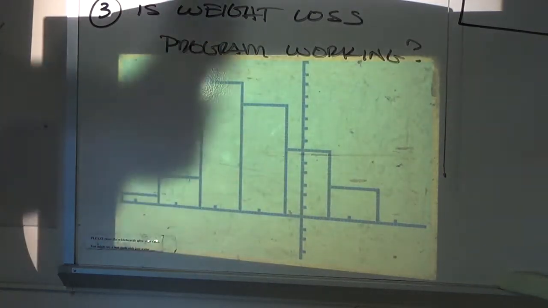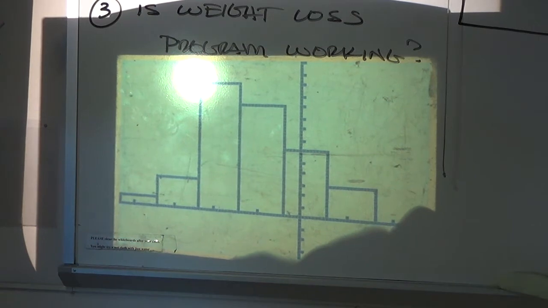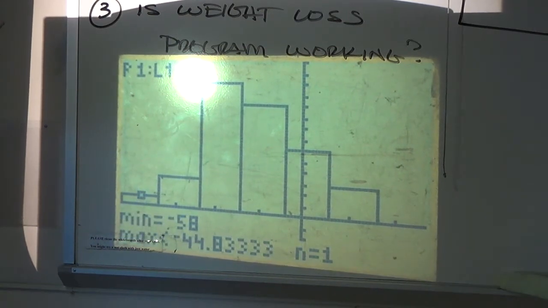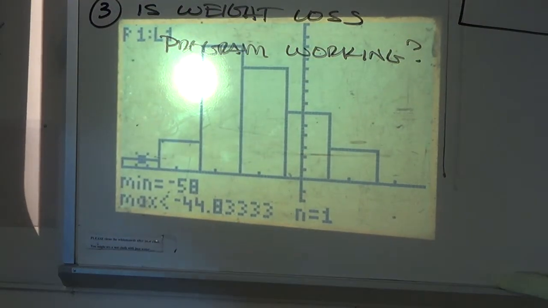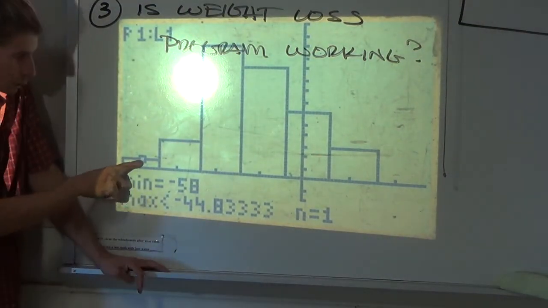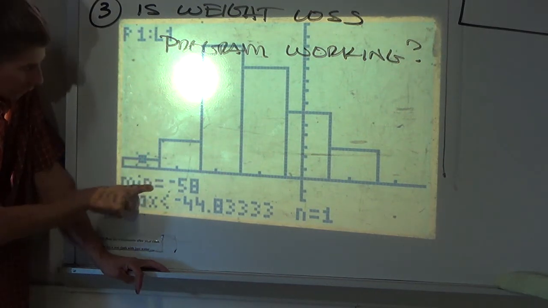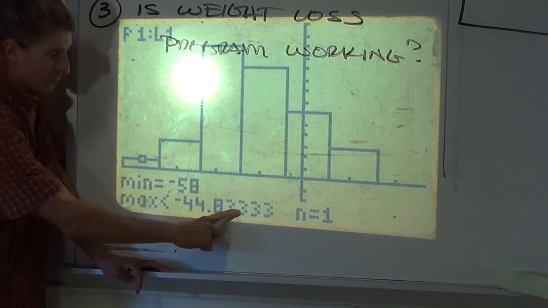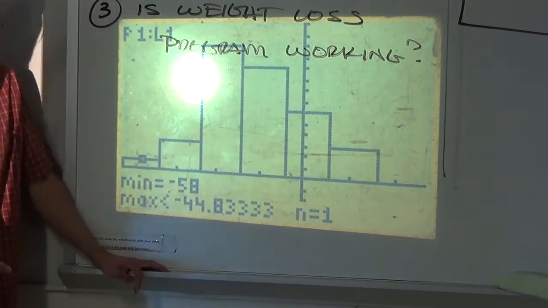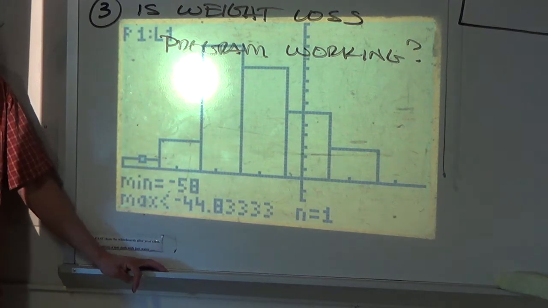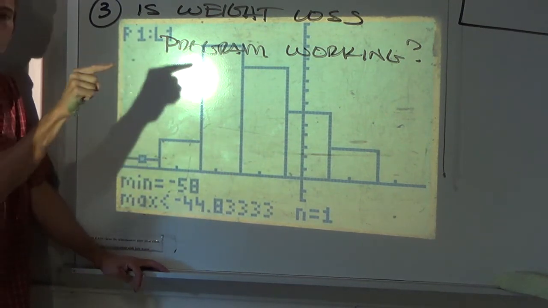So if you would, friends, please press the trace button. Trace is just to the right of zoom. And a little spider appears, a little tiny spider appears. And that spider, don't kill it. That spider tells you that in the range between negative 58 pounds and negative 44.8333333 pounds, there is one data point. One data point, okay? If you would, hit your right arrow button, scooch one to the right.